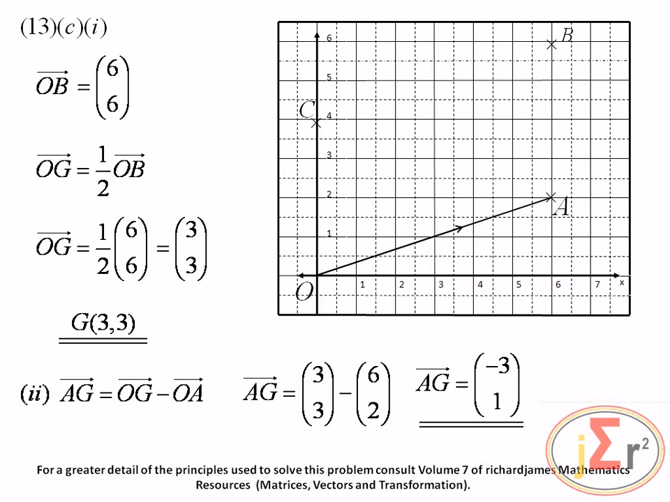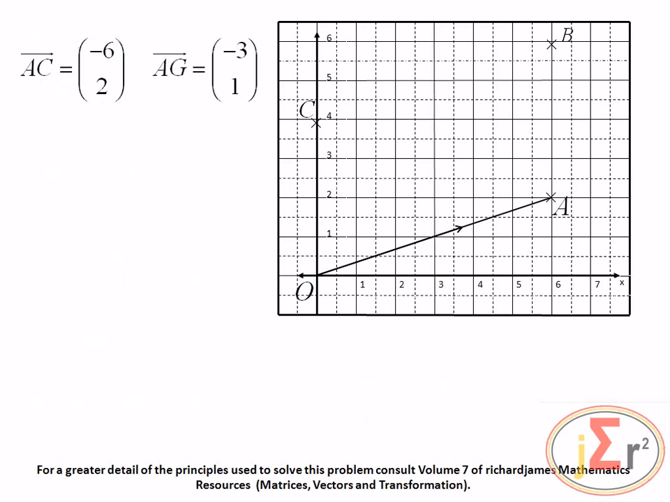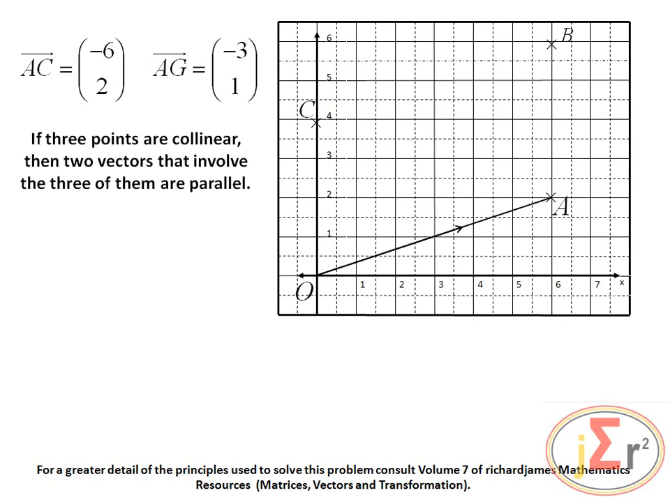This time we are choosing AG. So we find AG to be negative 3, 1. Of course, AC is negative 6, 2. And AG is negative 3, 1. There we have our 2 vectors that involve the 3 points. We have A repeated, that's not a problem, as long as we have C and G also. So we have the 2 vectors that involve the 3 points, and we are going to show that the points are collinear. They are on the same straight line.